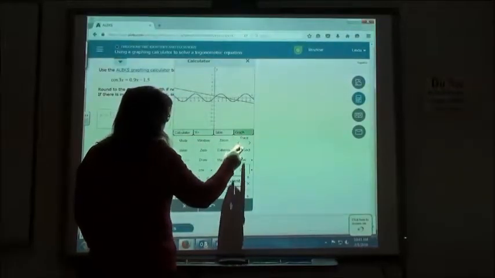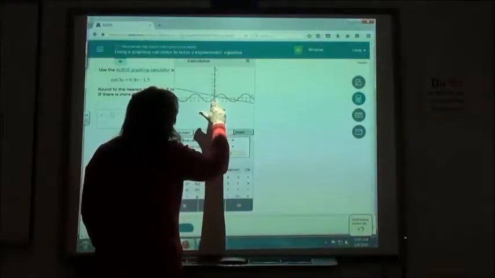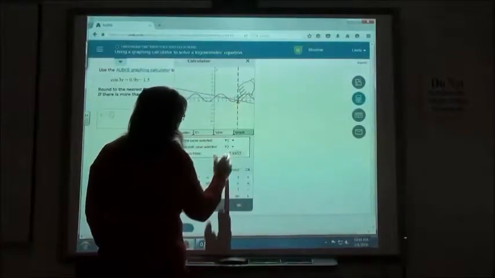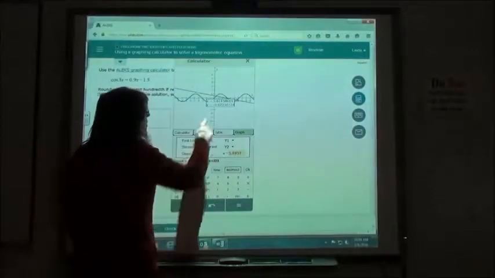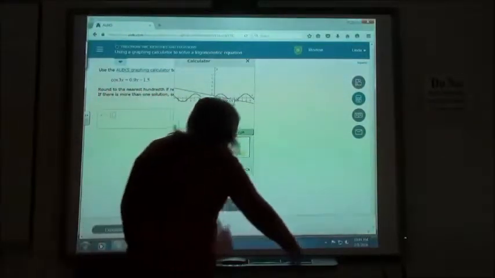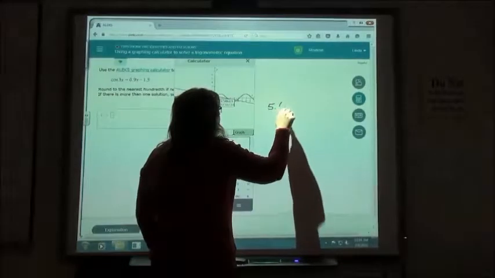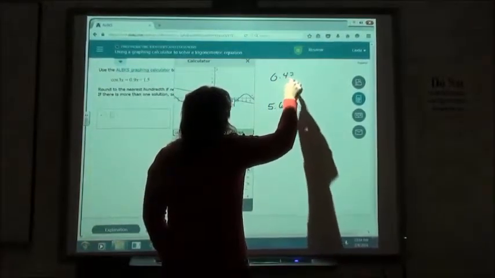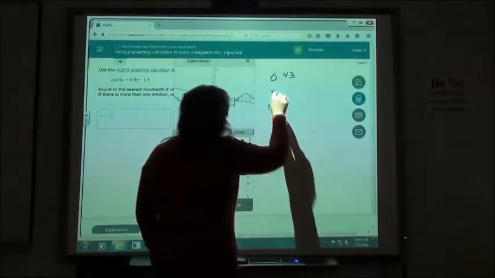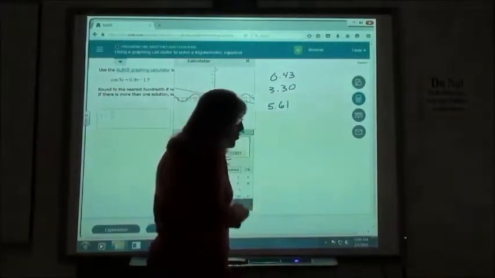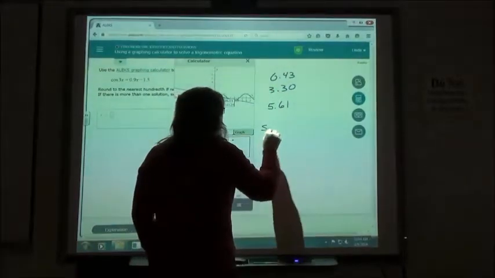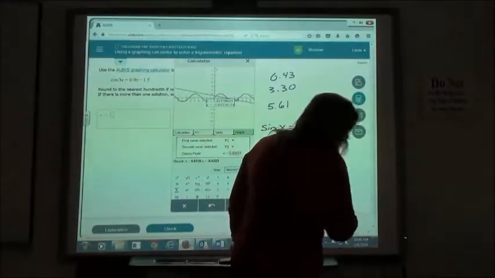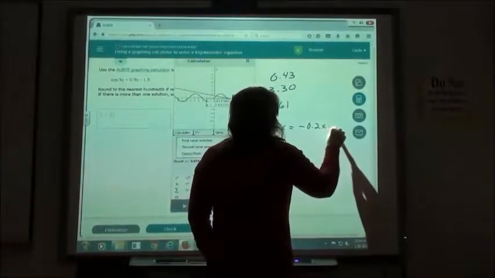Get rid of that. Hit intersect again. Pull it all the way over to that third one, or at least close to the third one. Hit intersect, pops that on there, 5.611. So 5.61 would be our third intersection. So again, our first one was 0.43. Our second one was 3.30. Our third one's 5.61. And that was for the equation on number 3, sine of x equal negative 0.2x plus 0.5.